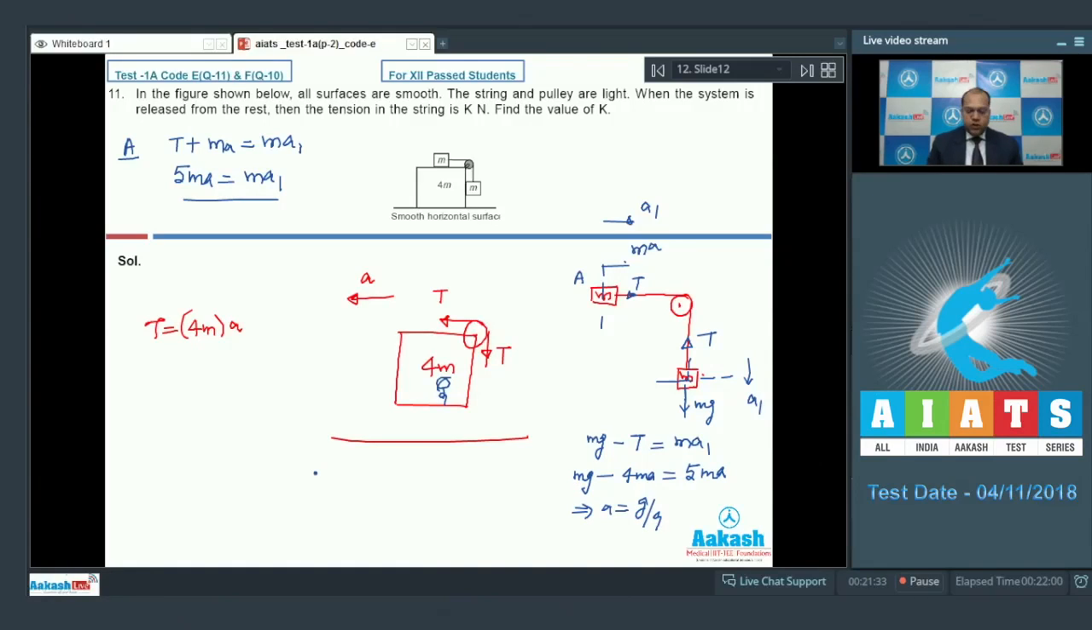So if I substitute the value of a in order to calculate T, that is equal to 4m into g by 9. So on solving, 4 by 9, the value of m is 18 kg into g, that is 10. On solving this, it comes out to be 80 Newton. So on comparison, the value of k comes out to be 80. So the correct answer for question number 11 is 80. Let's move to question number 12.